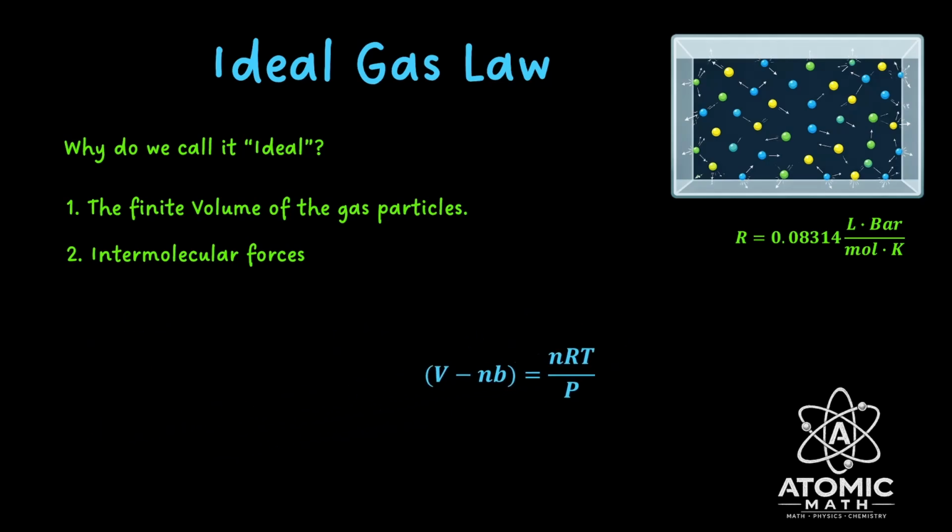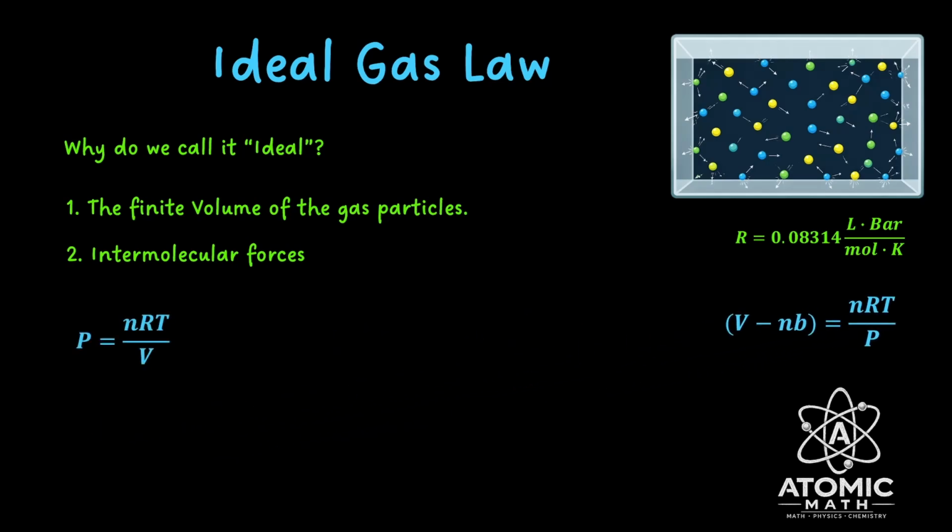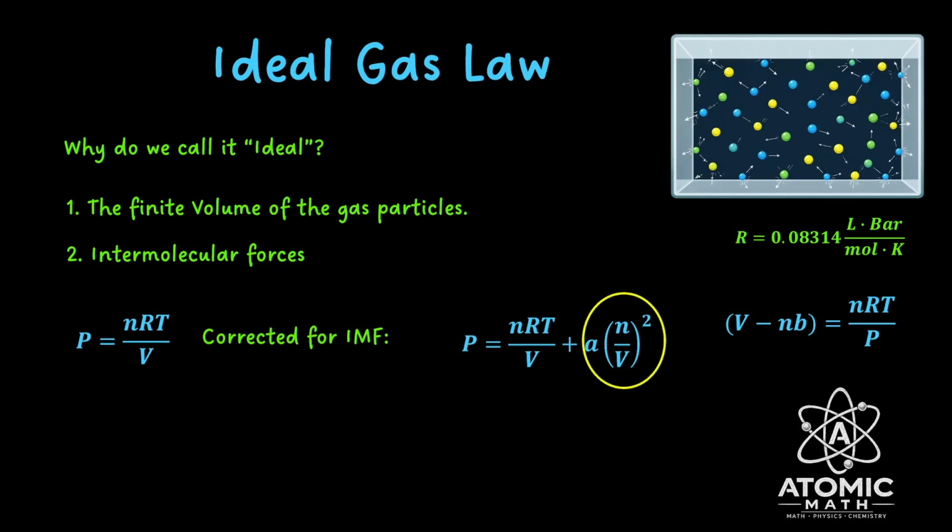Now, when it comes to the intermolecular forces, it's a little bit more complicated. In order to correct for that, we have this term added here, where a is a constant, n is the number of moles, but we have to include the volume in this. The volume is going to play a part. And if we move this to the other side, the way we did the first time, we're going to end up with, instead of just pressure, this term representing pressure, but it's the corrected pressure.